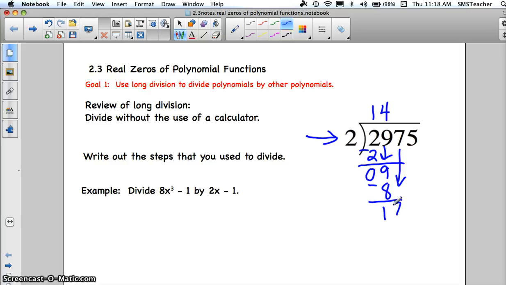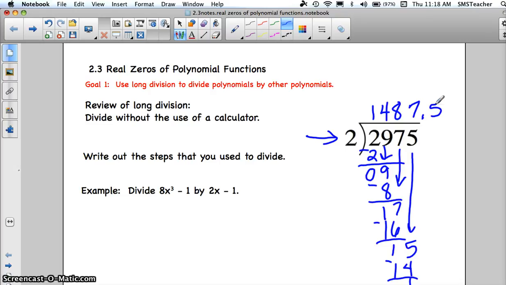17 divided by 2 is 8. 8 times 2 is 16. Then subtract and again bring down. 15 divided by 2 is 7. 7 times 2 is 14. And 15 minus 14 is 1. So our result is 1,487, and you can list this remainder as 1/2 or 0.5.